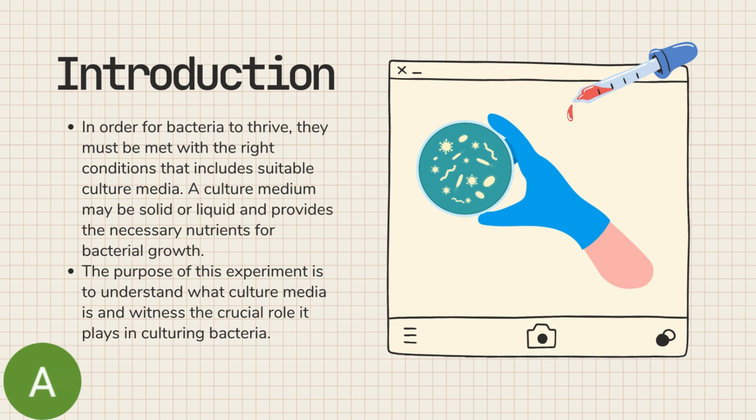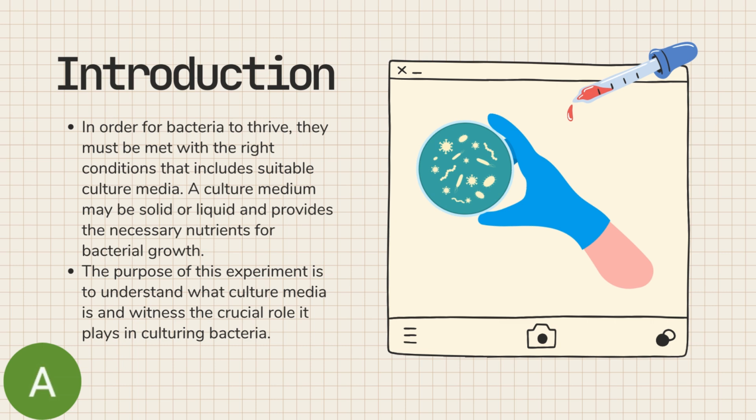To begin, bacteria are microorganisms that need certain conditions to grow and thrive. These conditions include temperature, moisture, pH, and nutrients, to name a few. Culture medium helps provide some of these conditions for bacterial growth and may be solid or liquid. With that said, the purpose of this experiment is to understand what culture media is and its role in bacterial growth.